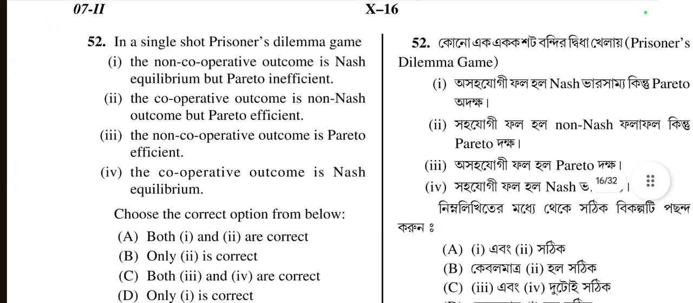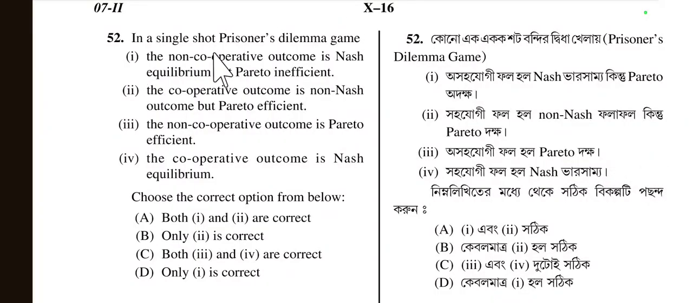Then come to the second question, question number 52. In a single shot prisoner's dilemma game, the non-cooperative outcome is Nash equilibrium but Pareto inefficient. Is this true or false? This is true, because in the prisoner's dilemma both players choose to defect, the non-cooperative outcome. It is a Nash equilibrium, as neither player has an incentive to unilaterally change their strategy. However, this outcome is Pareto inefficient, as both players would be better off if they cooperate. So statement 1 is correct.